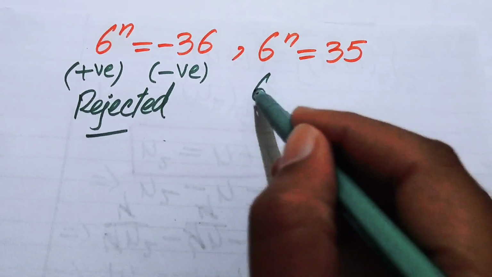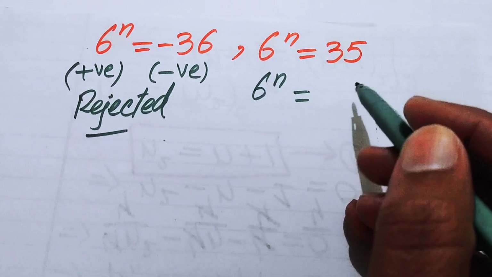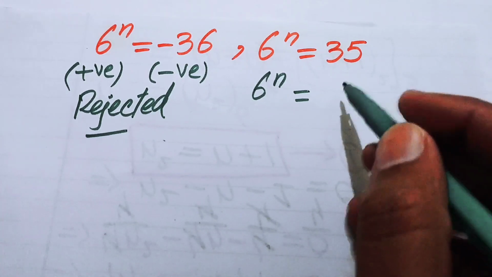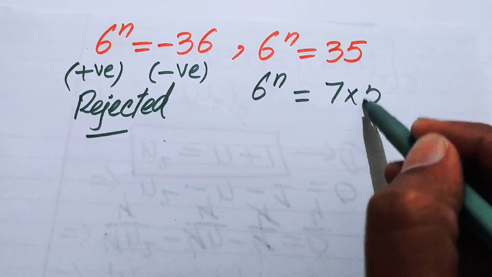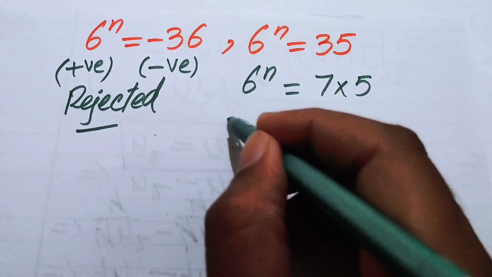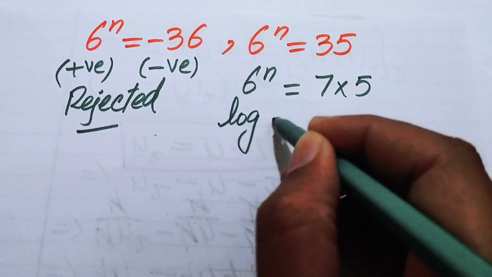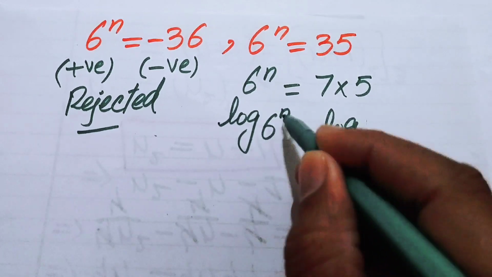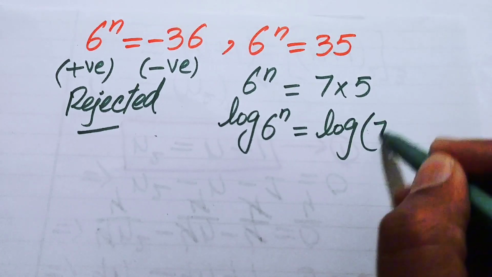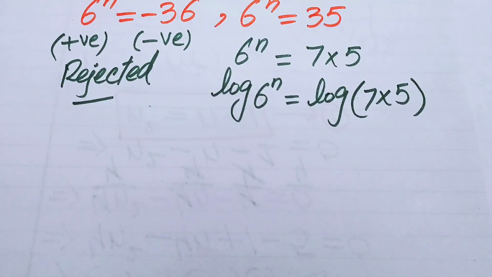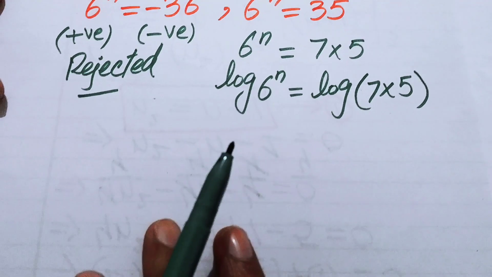First I simplify the terms and we write 6 to the power of n equals 35, and we write it as 7 times 5 equals 35, and now we can take the log on both sides. When you take log on both sides, it looks like log of 6 to the power of n equals log of 7 times 5. So now here we use nice logarithmic properties.